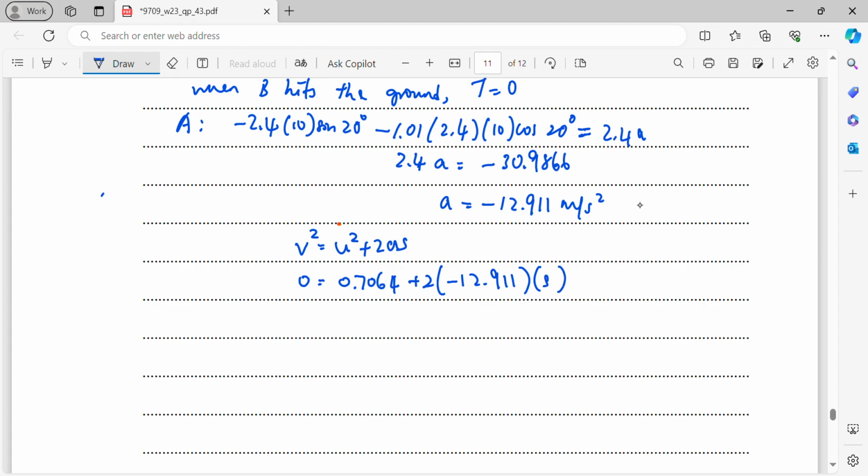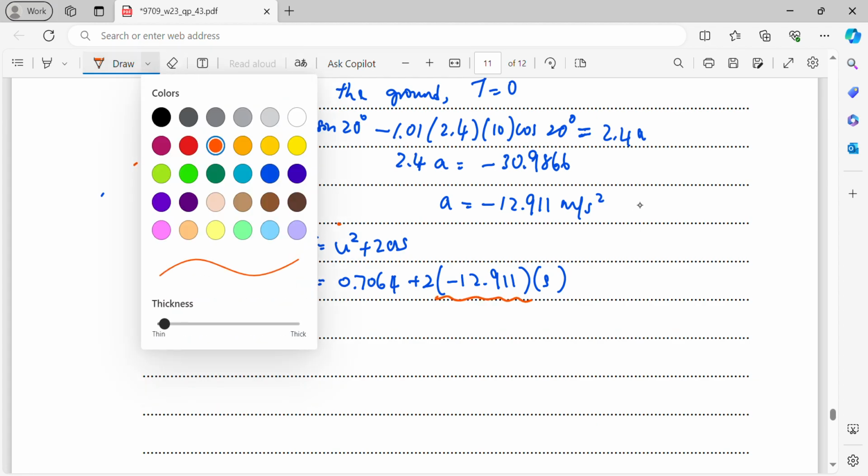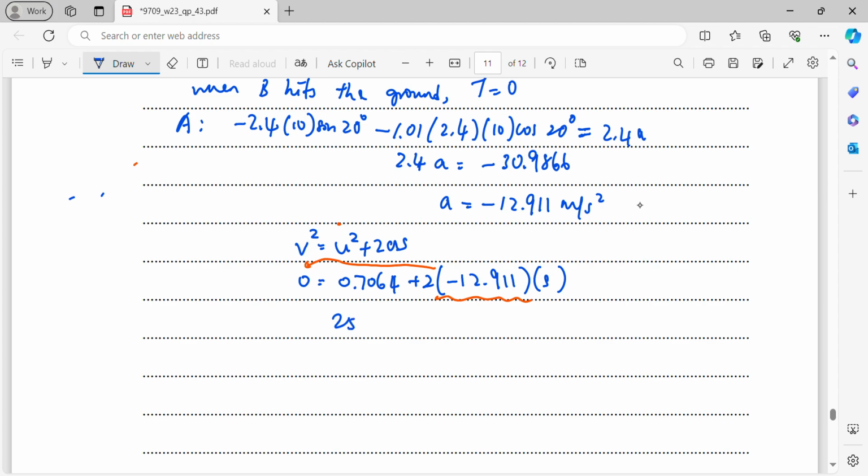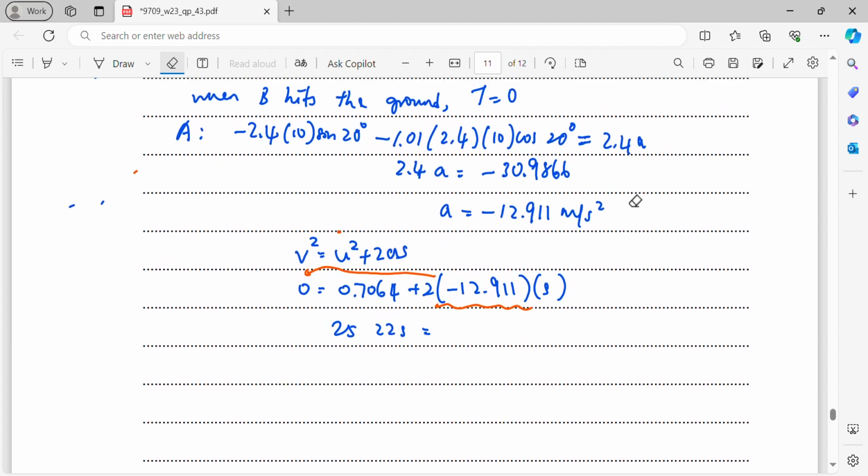So from here, when you calculate the total, since this is negative, I can just move it to the other side. After you have counted the value, you will be getting 25.822S equals 0.7064. Hence your S is going to be 0.7064 divided by 25.822, and this is going to be 0.02736. This is in meters.